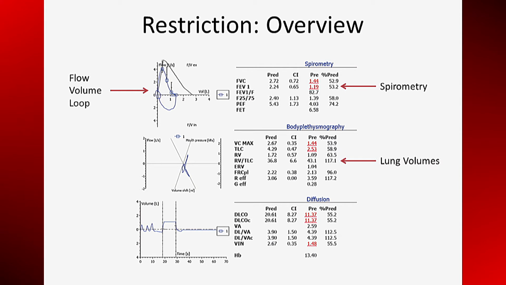The next element is lung volumes. The volumes are reduced, which is in contrast to obstruction. The last element is diffusion. The diffusion is impaired and corrects for alveolar volume.